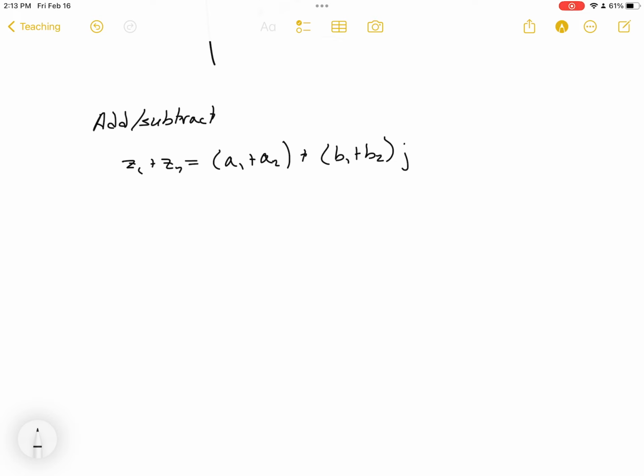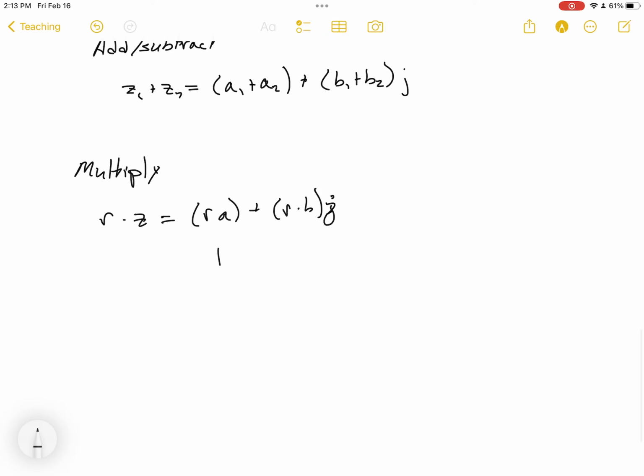You can also multiply or divide a complex number by a real number. So some real number r times z is equal to r times a plus r times b j. And we can also multiply in magnitude phase form. We can show that graphically.